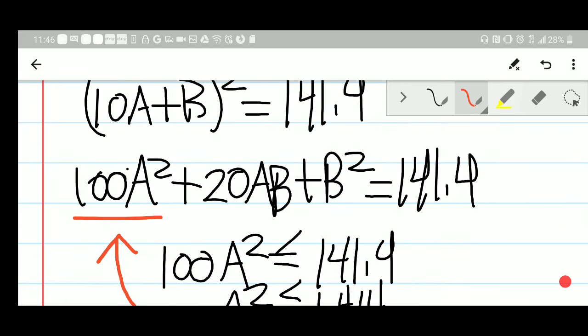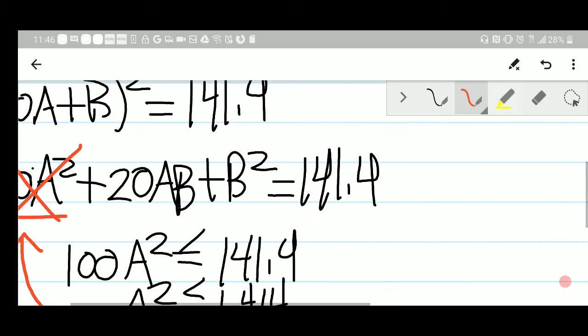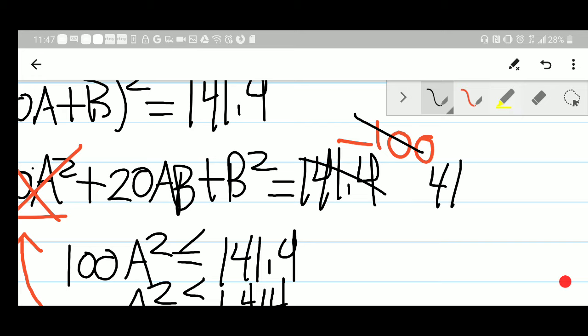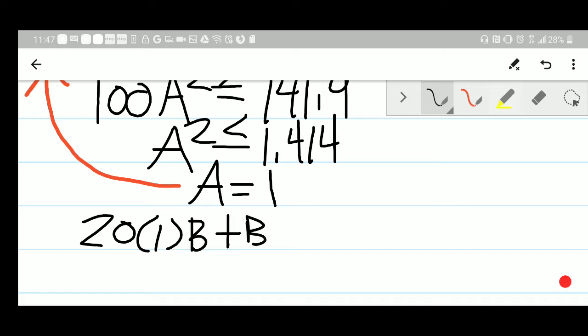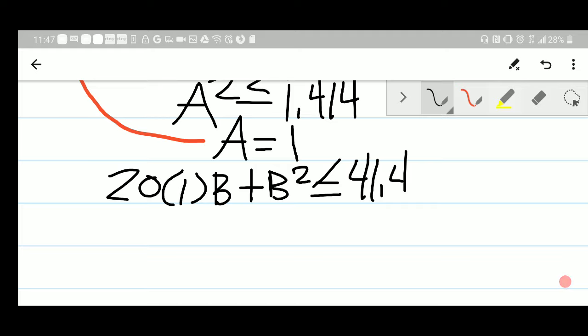When we do that, we get 100. So we eliminate that first one and we subtract 100 from this one. So we're left with just 41.4. So now we take the leftovers to find b. 20 times a, which is 1, times b, plus b squared, has to be less than or equal to 41.4. So what number gives us 41.4?